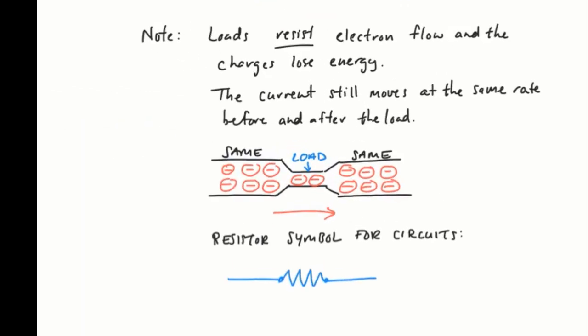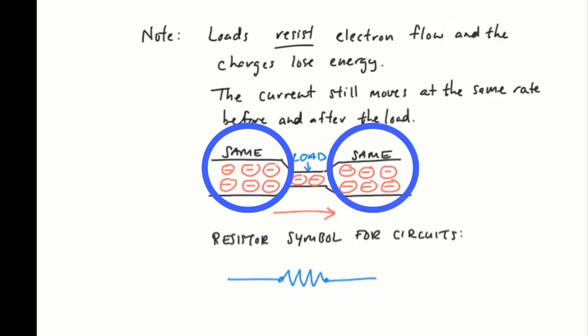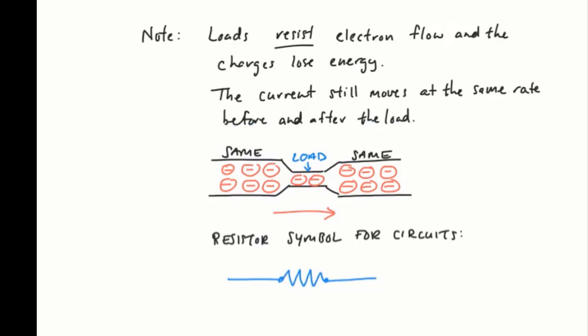Just as a final thought, you're going to see that the loads we've just been discussing are going to resist electron flow, and those charges are going to lose energy. But the current before the load, the load using the current, will be exactly the same as the current after the load. So when we're measuring current here in this pathway or here in this pathway, we should still get the exact same current reading on either side.